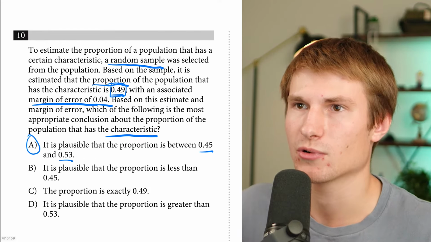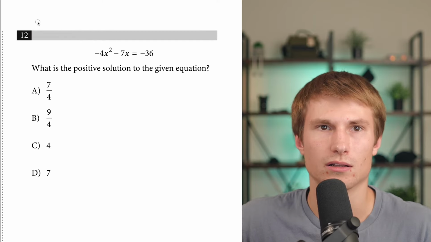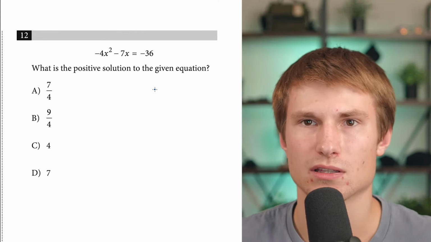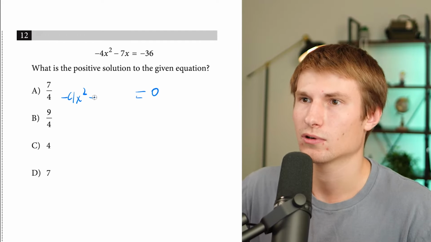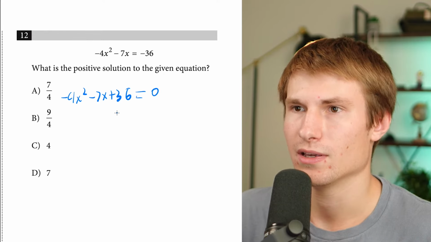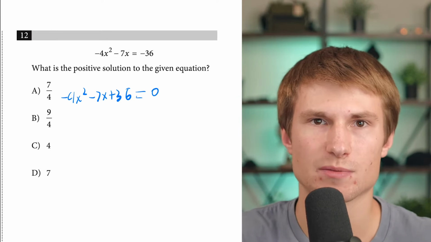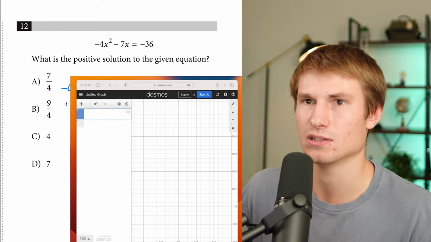Okay, number 12. Let me go ahead and switch sides on my screen. Okay, there it is. Number 12, what is the positive solution to the given equation? All right, let's get this set equal to 0 so that we have a quadratic set equal to 0. Negative 4x squared minus 7x plus 36. This doesn't look super easy to factor, so what I'll do here is use Desmos. Let me go ahead and show you Desmos. This is the digital SAT, so there are some questions where it makes sense to use Desmos. This is indeed one of them.